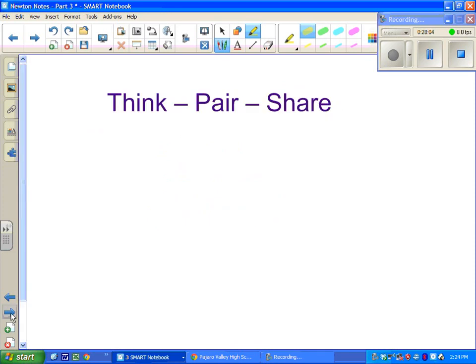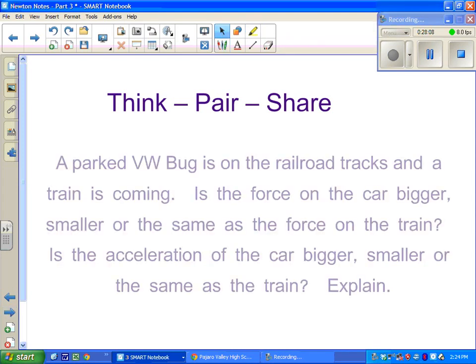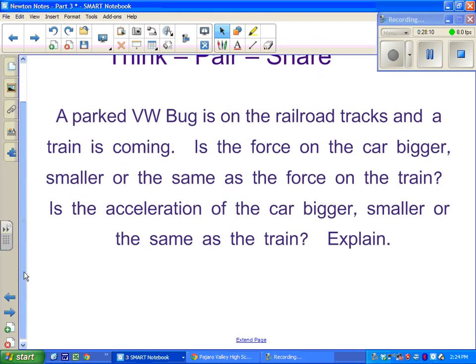So, last slide. Whew. Last slide. A parked Volkswagen Bug is on the railroad tracks and a train is coming. Is the force on the car bigger, smaller, or the same as the force on the train? So let's do that part first. The forces are equal. The car hits the train just as hard as the train hits the car. The forces are always equal.